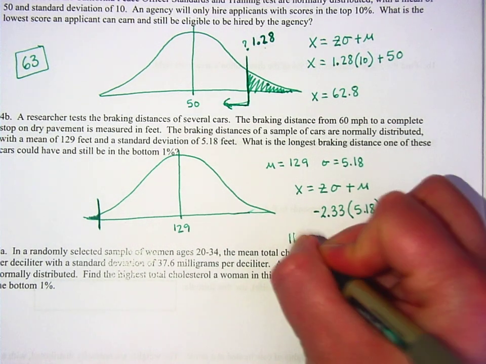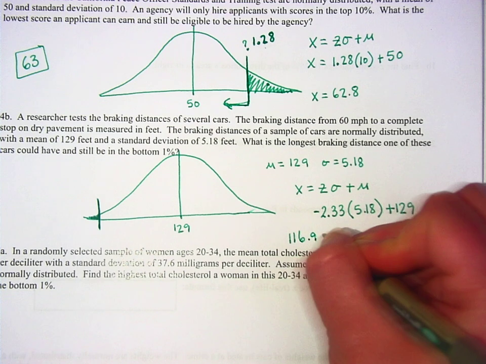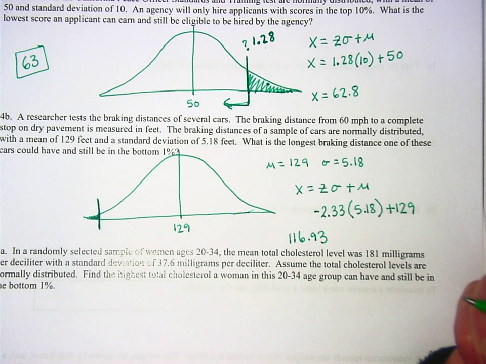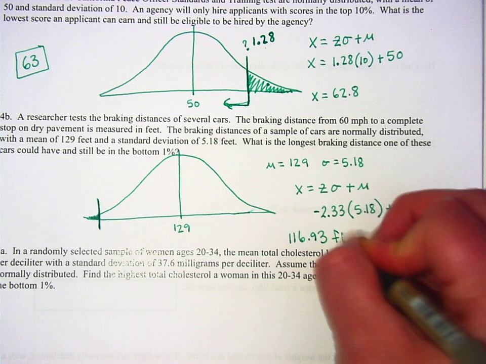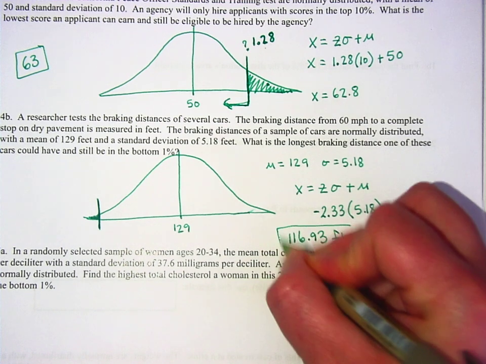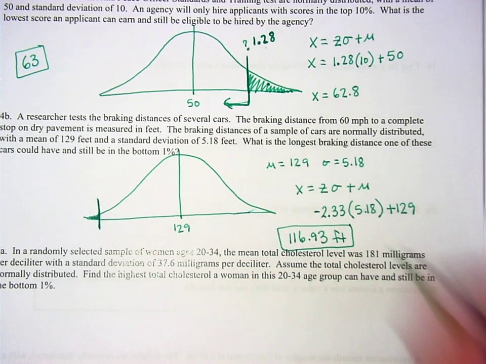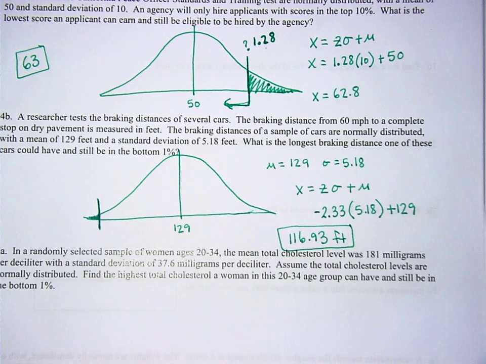Do you guys get 116.93 feet? If we wanted to go with a whole number, we would have said 116, because that would have fallen on the short side. 117 would have not made it. Okay.